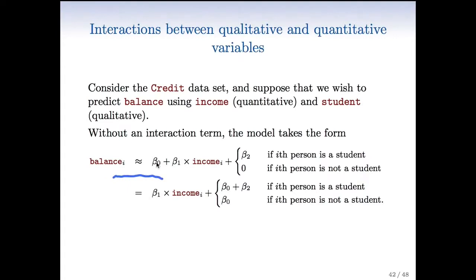And we see we've got an intercept, we've got a coefficient for income, and then we're going to have beta 2 if the person is a student, and 0 if the person's not a student. Another way to write that is a coefficient on income, and we've just lumped together the intercept and the dummy variable for student. We can think of this as having a common slope in income, but a different intercept depending on whether the person is a student or not. If a person is a student, the intercept is beta 0 plus beta 2. And if the person's not a student, it's just beta 0. So that's without an interaction.